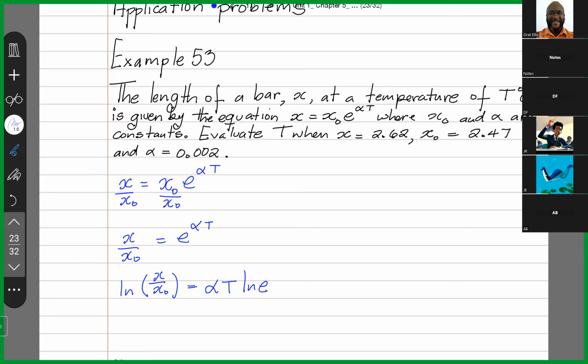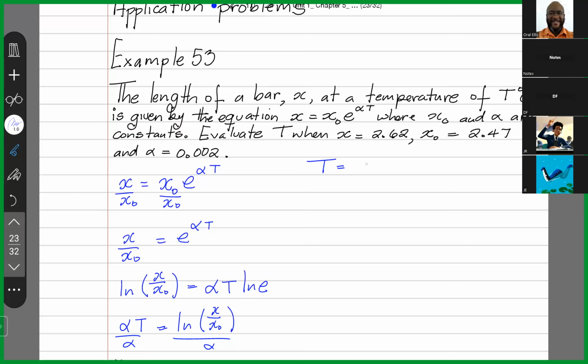Now, the log to the base e of e is 1. So therefore, I'm going to have alpha T is equal to ln X over X naught. Now, if I divide both sides by alpha, I'm going to get that T, which is the temperature, is equal to ln X over X naught divided by alpha.